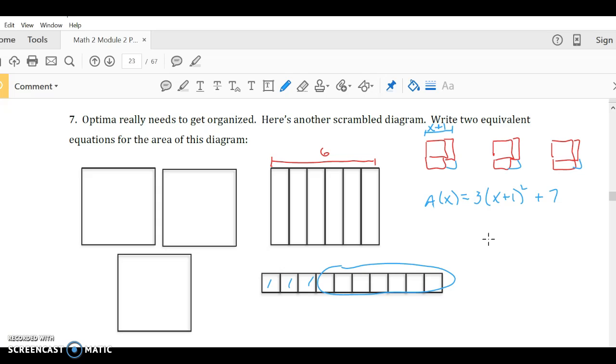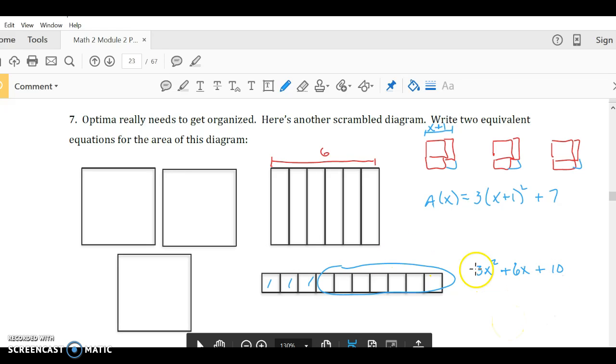Okay, now how do we figure this out algebraically? If we take what we had, right, with 3x squared plus 6x plus 10. Now, what I'm going to do is focus my attention here and complete the square. So how many squares did I end up making? 3. And how many x squareds did I have in each? 1. How many x's did I have in each? I had 2.